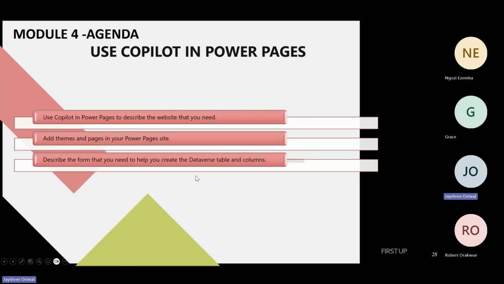Thank you everyone for joining this call. So our agenda today will be how we can use Copilot in Power Pages. For that, we will look at how to use Copilot in Power Pages when we describe the website prompt, what we need. We will be adding themes and pages on our Power Pages site. And next, we will be describing the form, what we want to add on our Power Pages site, with the help of Dataverse table and column.